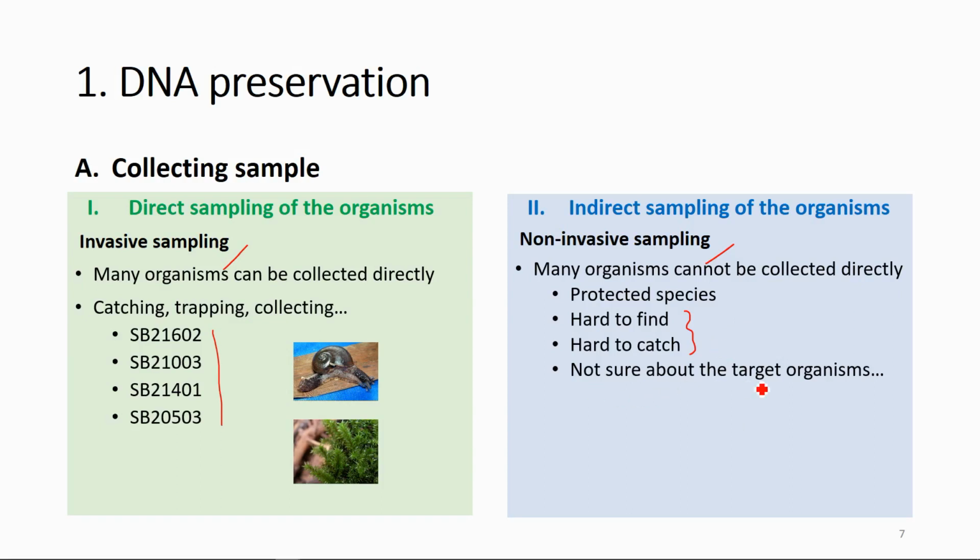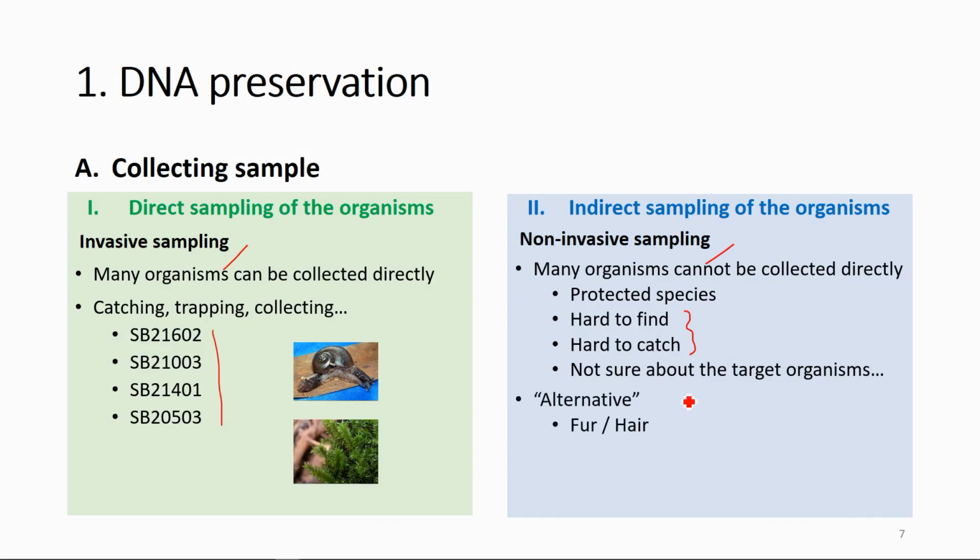And sometimes you don't even know what the target organism is. So let's say you want to study the parasite in an animal. In this case, you don't really know which parasite. So usually you just get the blood sample and hopefully extract the DNA from the blood sample. And if there's a parasite in the blood sample, probably you also can extract the DNA of the parasite together with the DNA of the host.